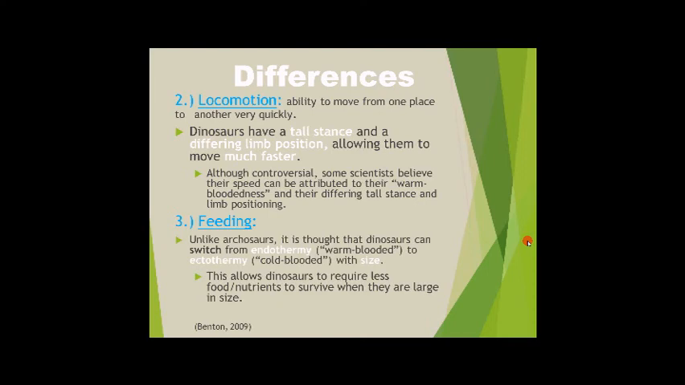Unlike archosaurs, it is thought that dinosaurs could switch from endothermy to ectothermy, cold-blooded and warm-blooded, with size. This would allow dinosaurs to require less food and nutrients to survive when they were larger in size.